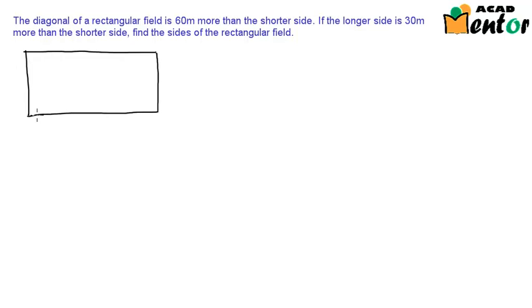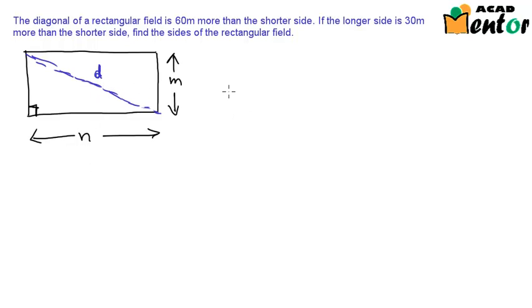So this is the rectangular field. All angles are 90 degrees. Let's say the shorter side is M, the longer side is N, and the question says something about a diagonal. So let me just draw a diagonal as well. So this is the diagonal and let's call it D. So it's D meters.